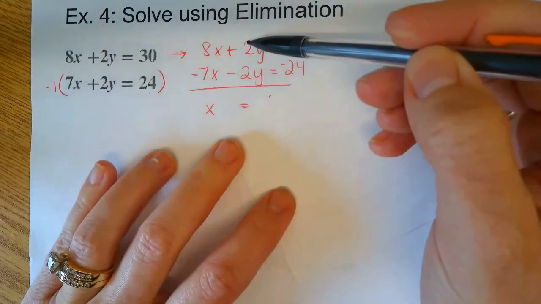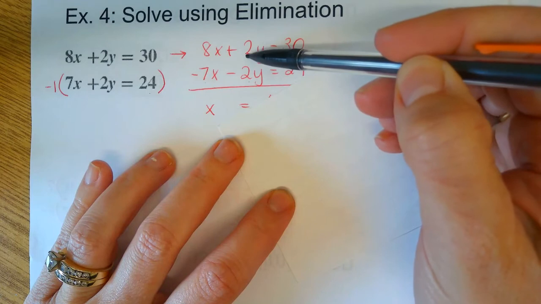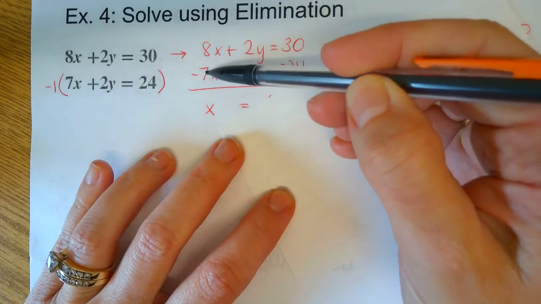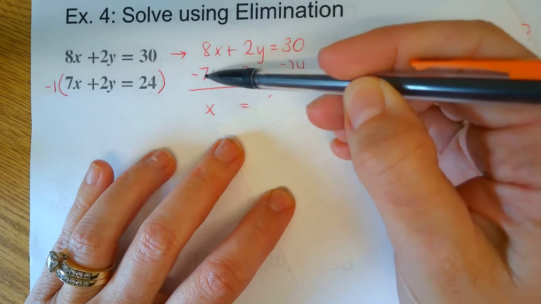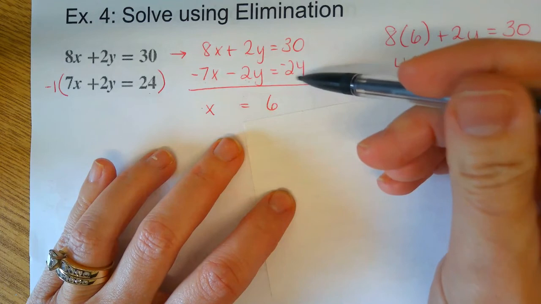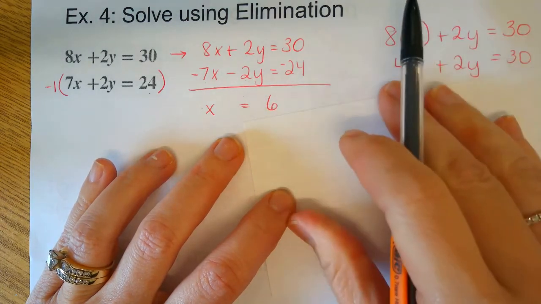So I got -7x, -2y, and -24. Now I can check. If I add my y's, do they add to 0? Yes. Positive 2 plus -2 is 0. So then I'm going to add my x's. 8 and -7 gives me positive 1x. 30 and -24 gives me positive 6. I'm done because x equals 6.